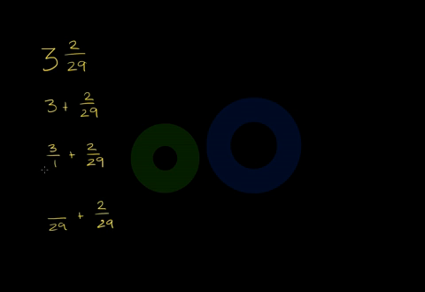So it's going to be something over 29 plus 2 over 29. If we multiplied our denominator by 29, we're going to have to multiply our numerator by 29. 3 times 29, what is that? That's 87. Let's see, 29 times 3. 9 times 3 is 27. 2 times 3 is 6, plus 2 is 8.